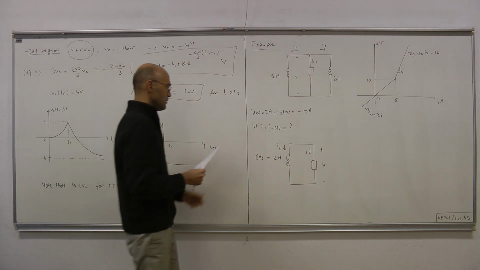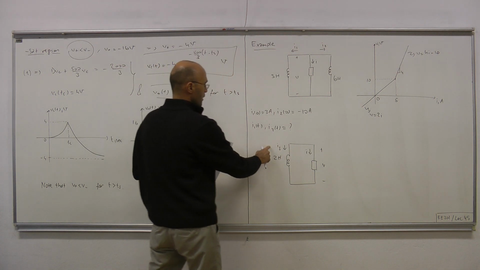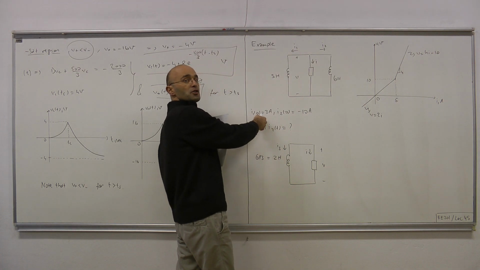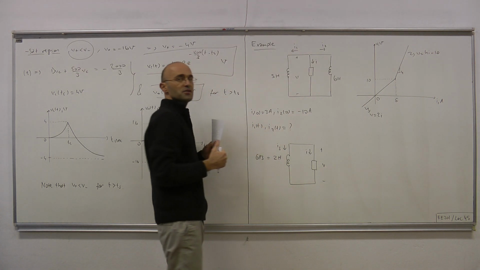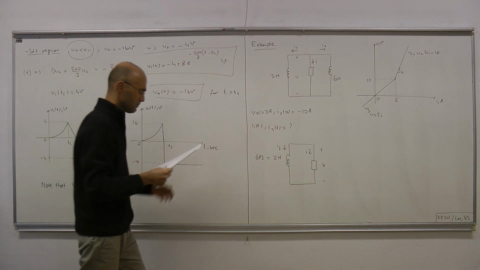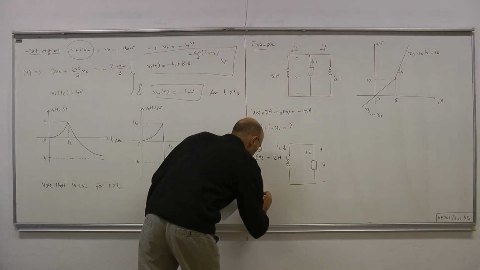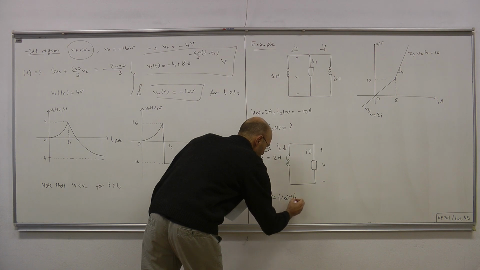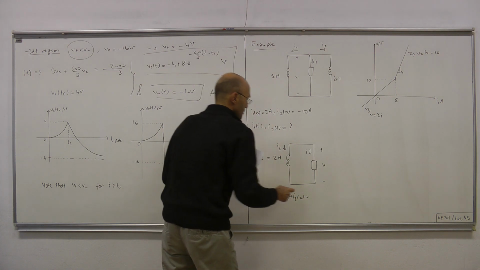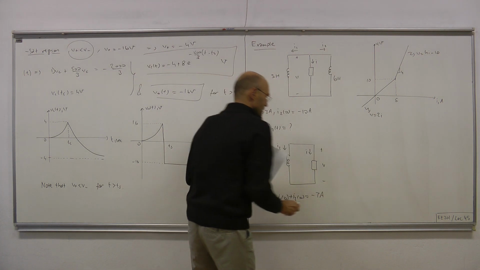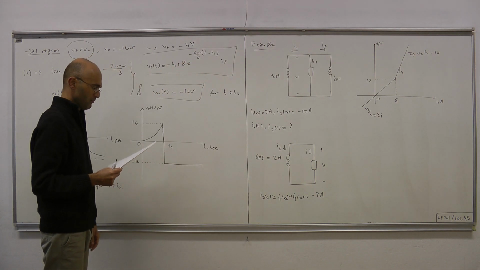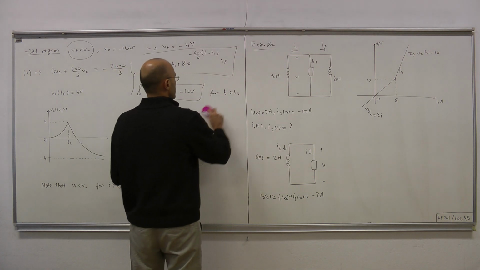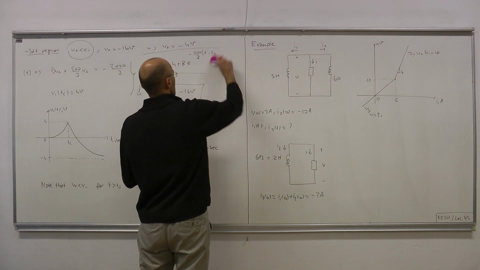Okay, so let's figure out the initial condition of I3. Since I3 is I1 plus I2, the initial condition I3(0) is 3 plus minus 10, and that's minus 7 amps. I3(0) equals I1(0) plus I2(0), which is minus 7 amps. So, we're now ready to begin our analysis.